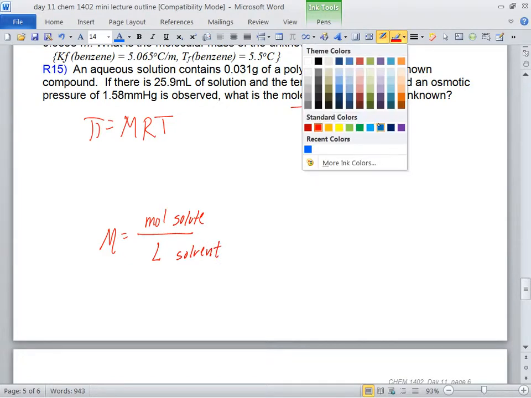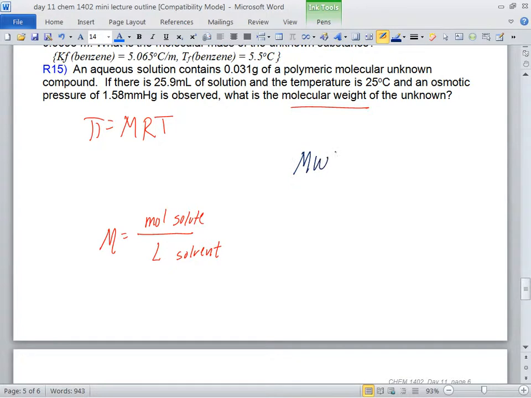Because our molecular weight is grams over moles. So we have the mole. We're going to use that to plug it in. Right? So Kendall, did they give us the grams part? Okay, we for sure have milliliters, so we have to turn that into liters. 25.9. Oh yeah, we can do that. Move the decimal place over 3 places. That's going to be 0.0259 liters. And then for the grams, we have the 0.031. Oh yeah, we can put that up here.